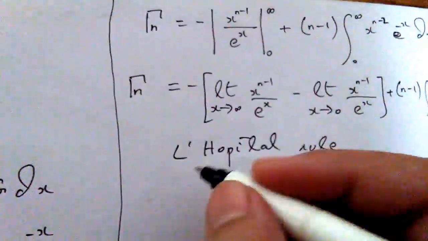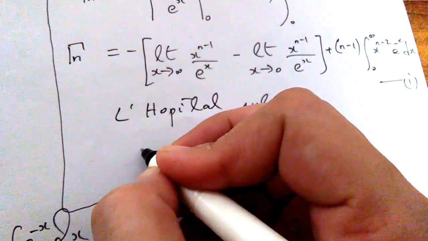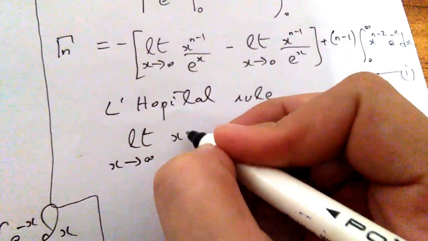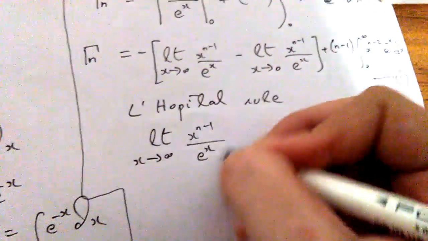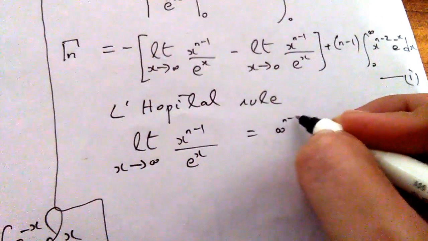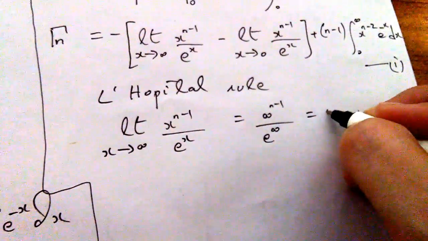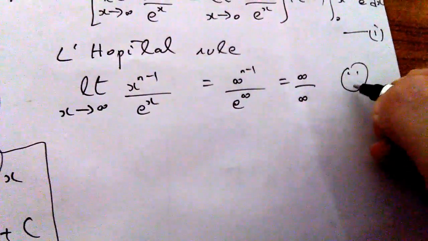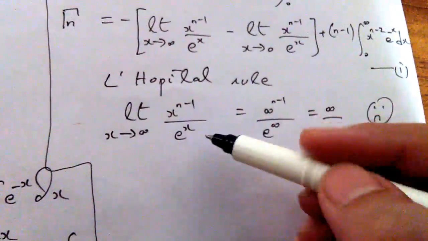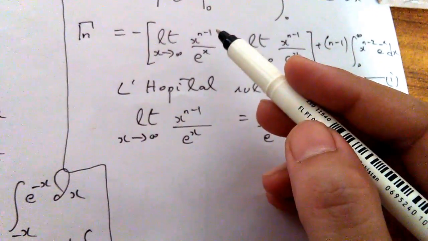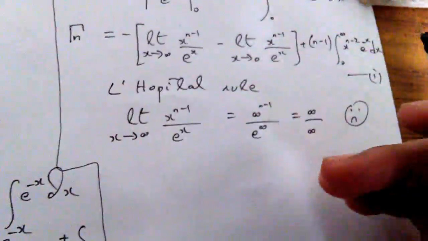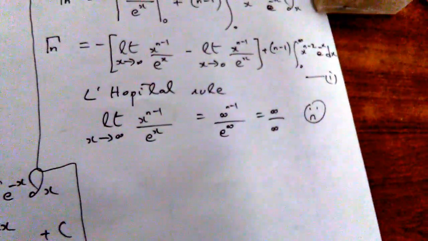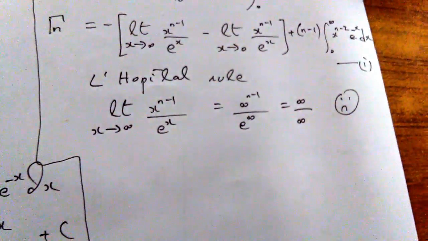All right, so in L'Hopital's rule, when you apply the limit directly on this function, you're having infinity to the power n minus 1 upon e power infinity, which is in fact infinity upon infinity. So this is an undefined form. I'm very scared now, what to do? So now what you do is differentiate the numerator and the denominator, and whatever you get, you again apply the limit, and you keep on doing this process again and again till you get a definite limit value in your hands.